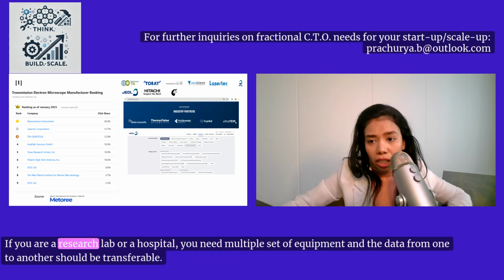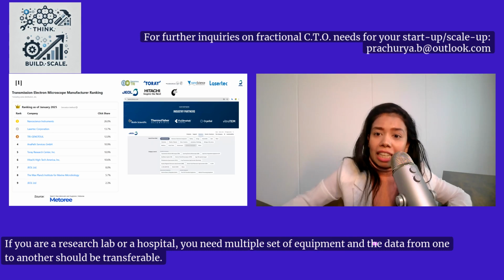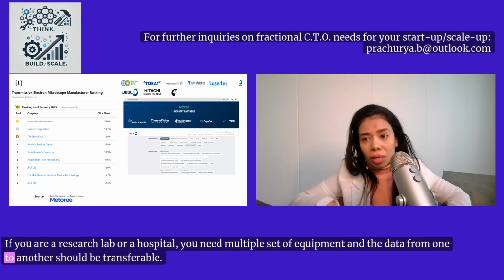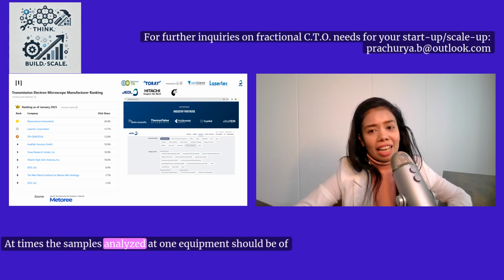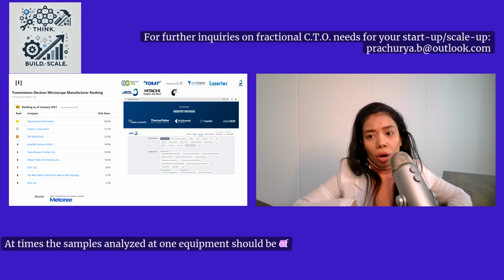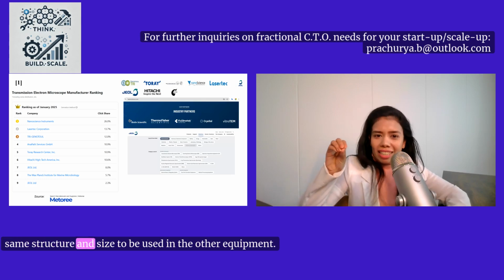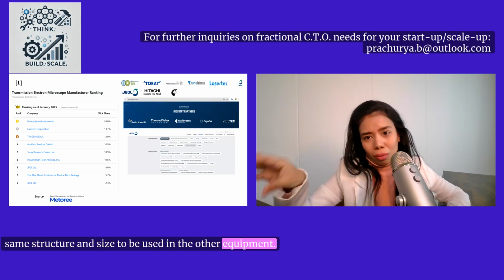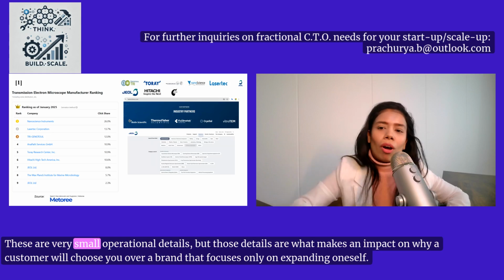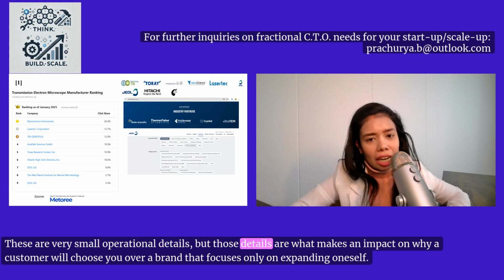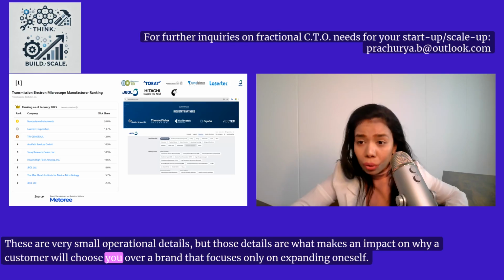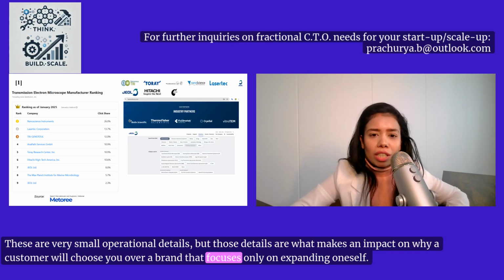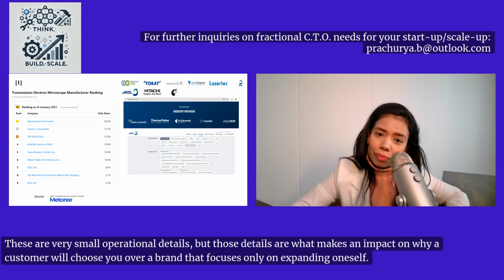If you are a research lab or a hospital, you need multiple sets of equipment, and the data from one to another should be transferable. At times, the samples analyzed at one equipment should be of the same structure and size to be used in the other equipment. These are very small operational details, but those details are what makes an impact on why a customer will choose you over a brand that focuses only on expanding oneself.